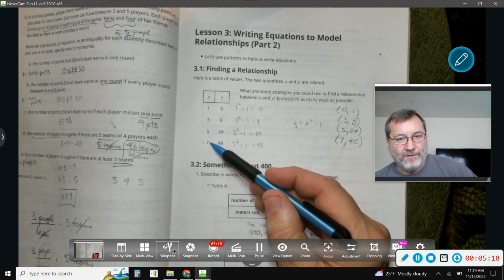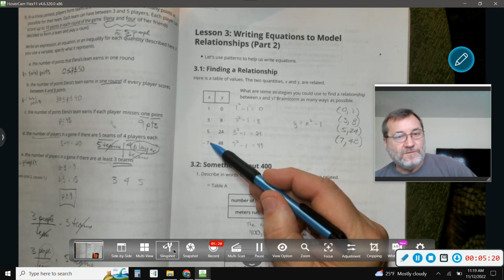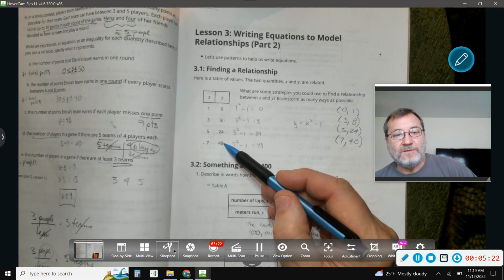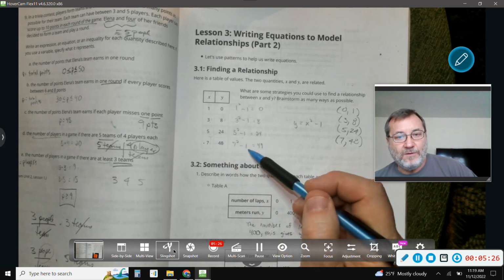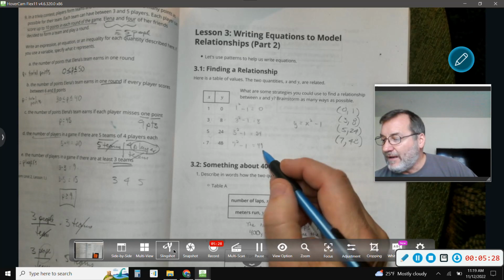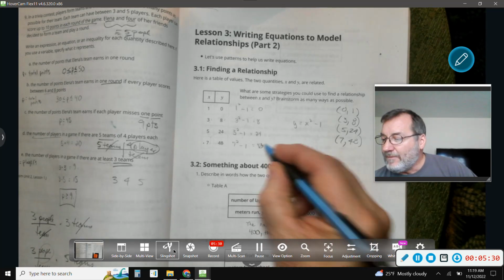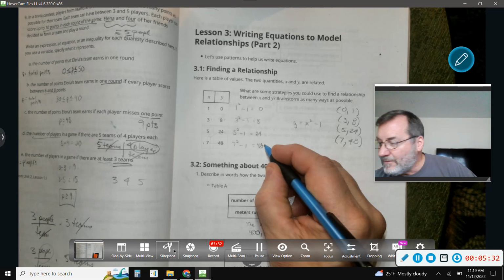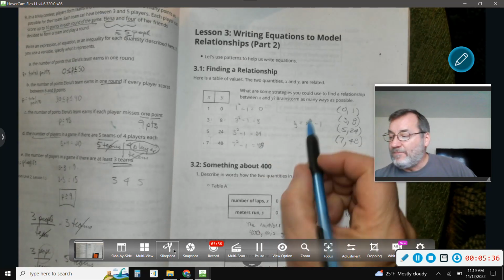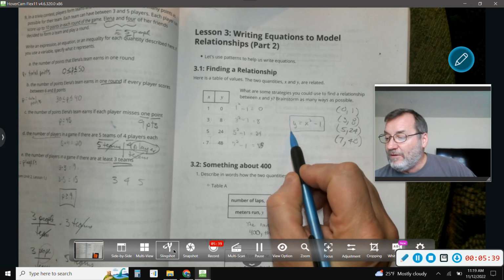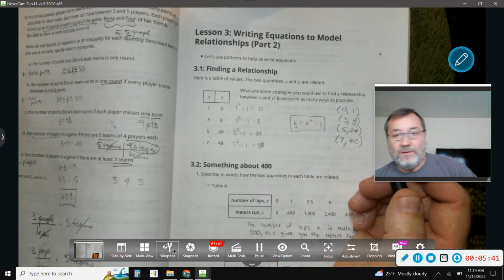And does it work on the last one? 7 squared is 49. 49 minus 1 is 48. And so, yeah, that kind of works too. So that's what I like about this. Let me go and fix their little 8 there. Looks a little bit better. There we go. So you see, that makes perfect sense, and that's what our ultimate goal was.